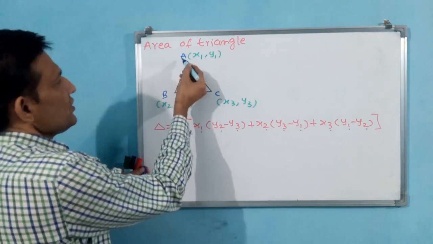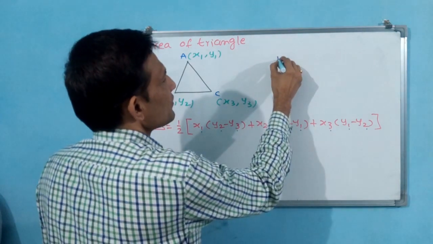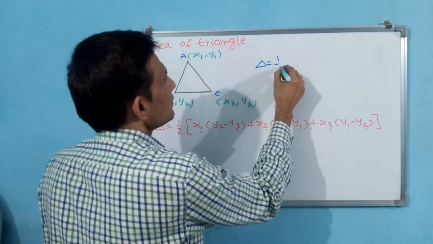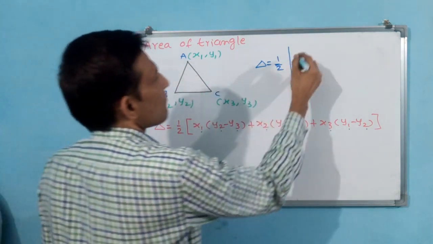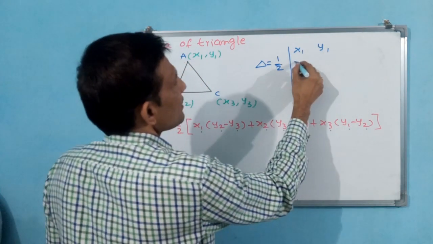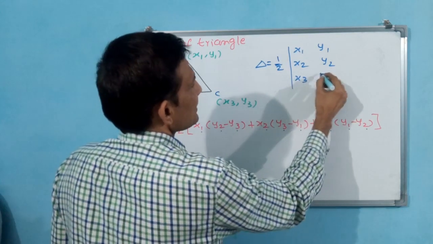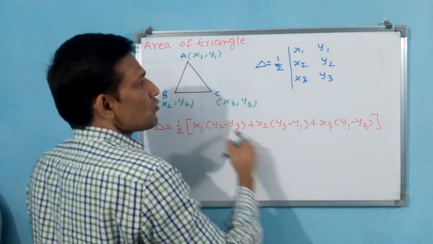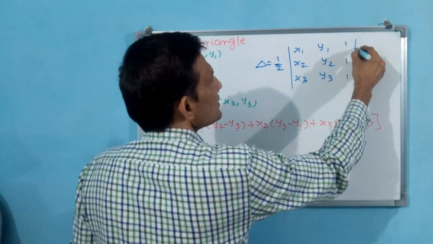You see, A, B, C they have given, but you want to represent in a determinant form. Delta is equal to 1 by 2, and the determinant I am writing. A, x1, y1. B, x2, y2. C, x3, y3. Then what you have to do? The third column, 1, 1, 1, you keep and close this determinant.